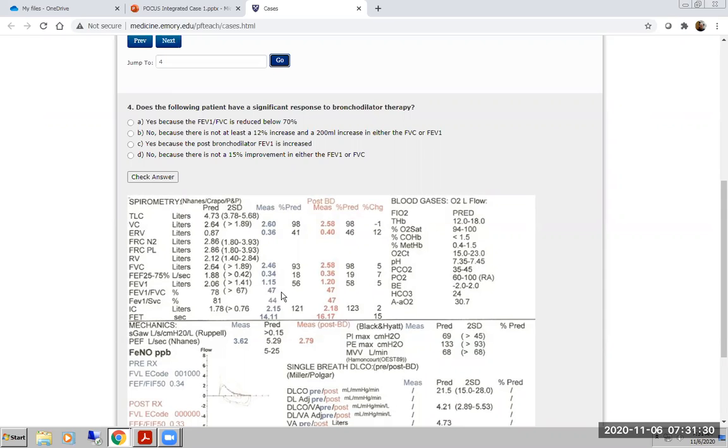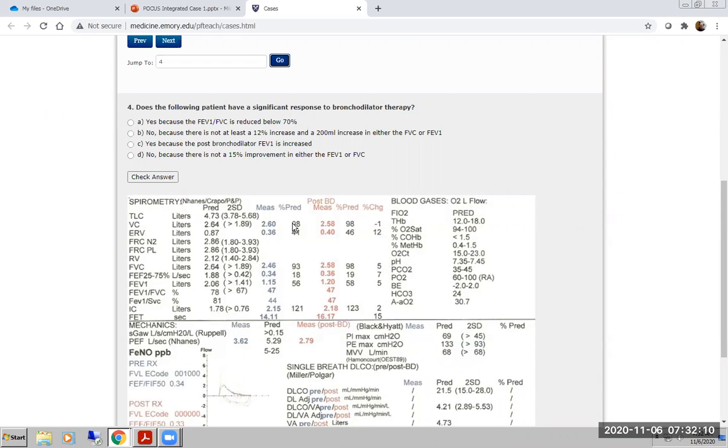Ouch. I mean, where are we at percent here? She's at 47% right here. So that's low, 47%. Then we go to the next one, which is the FVC, which is 93% predicted. So we've got low, we've got normal, and then we go to the TLC, and we got normal. So we got low, normal, normal.